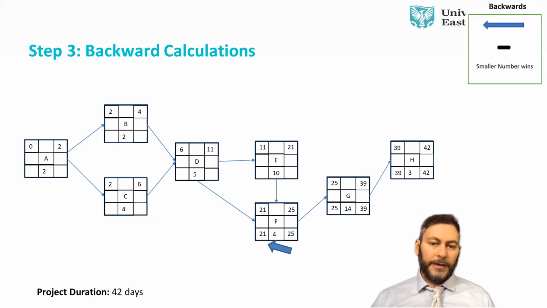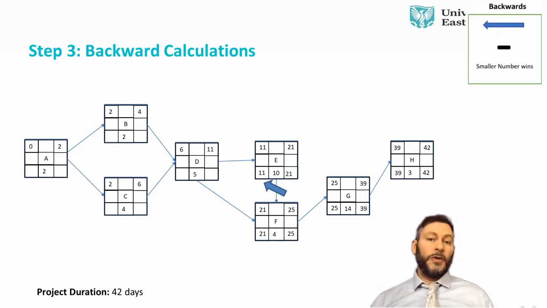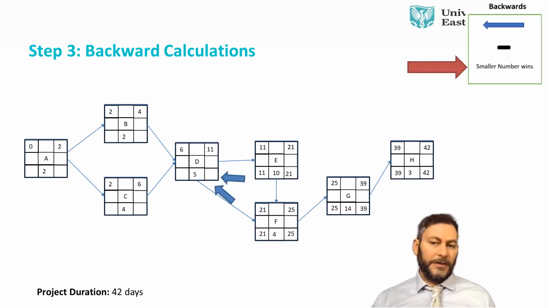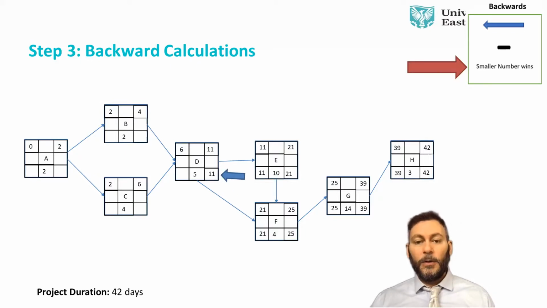So first we transfer it to E as 21. 21 minus 10 is 11. Now we have a choice, D, between 11 and 21. Which one is a smaller number? The smaller number is 11. So we pass 11 here. So we always, when we have a choice, we go with the smaller number. We're going to see it again in a second.